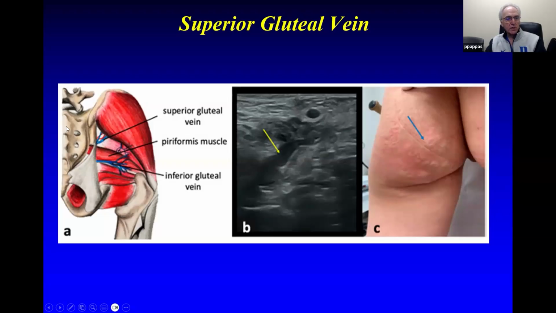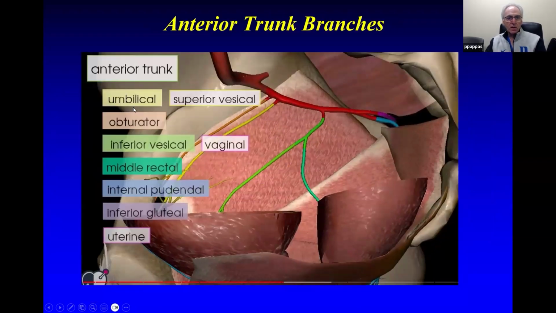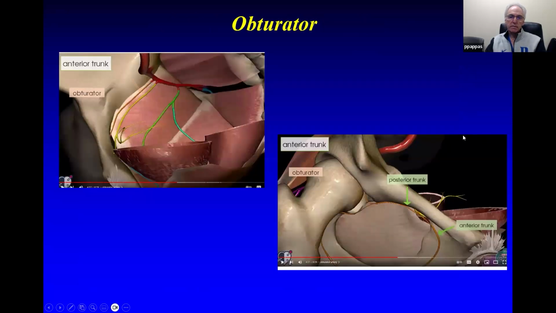So again, going back here, here's your sacrum, here's your piriformis. The superior gluteal comes from the top part of the piriformis. The inferior portion of the piriformis is where the inferior gluteal vein comes from, and I'll show you that in a moment. Okay, now the anterior branch of the internal iliac vein has 7 branches: umbilical, superior vesical, obturator, inferior vesical, vaginal, middle rectal, internal pudendal, and then inferior gluteal and uterine. So many branches.